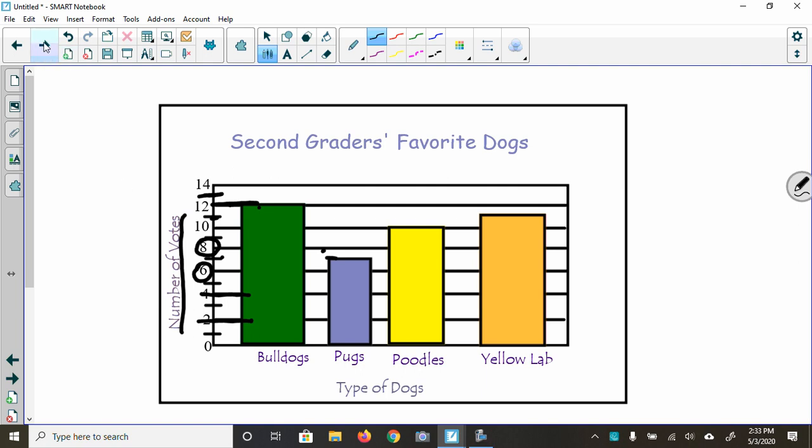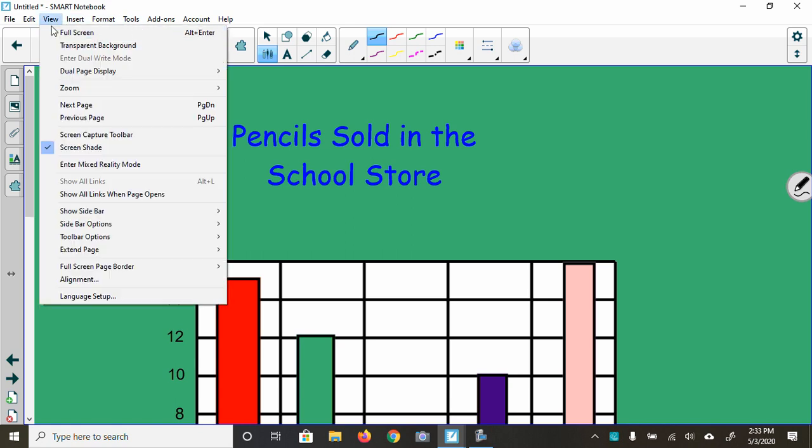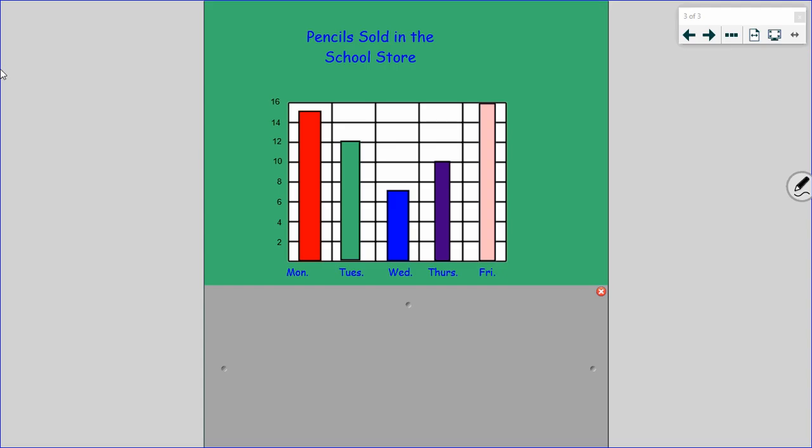Now, this graph has some smaller lines, kind of like what we see on a ruler, to help us. But let's look at another graph. This one is pencils sold in the school store. We have the number of pencils up the side, from 0 all the way up to 16, and days of the week across the bottom. Let's look at this graph before we answer some questions.